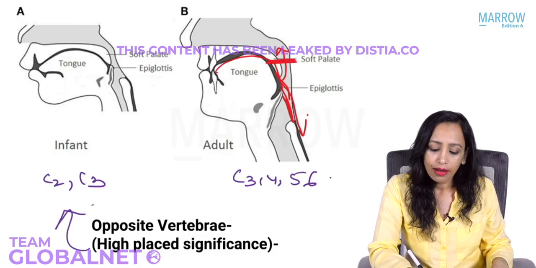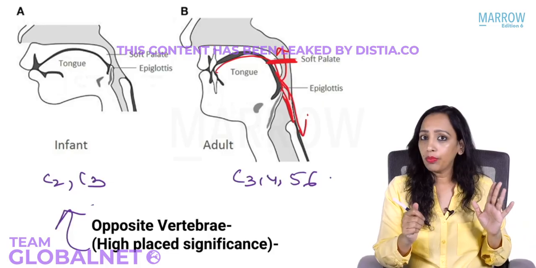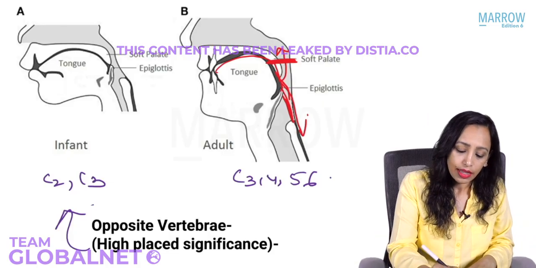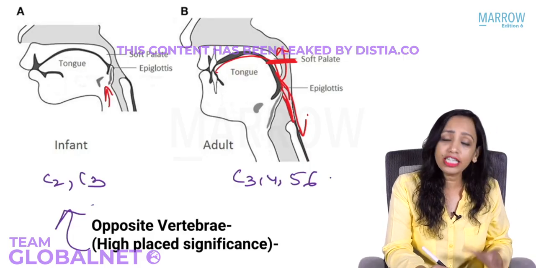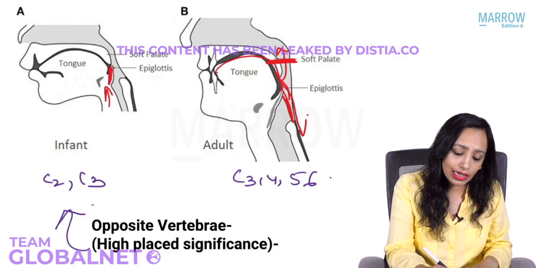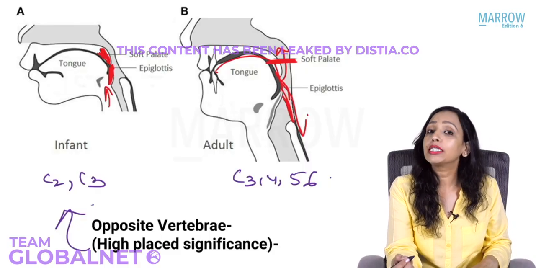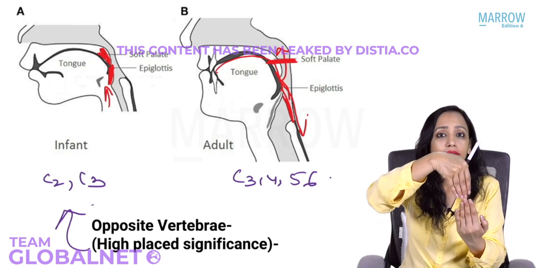Because the palate meets the posterior pharyngeal wall and closes the nasopharyngeal isthmus. Now, in infants, because the larynx is very highly placed, just see here, the larynx is very high, right? So, when the infant swallows, this larynx moves higher up and the epiglottis now meets the soft palate and it closes the inlet. It covers the inlet.